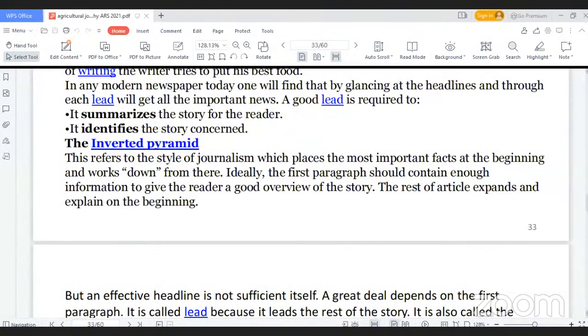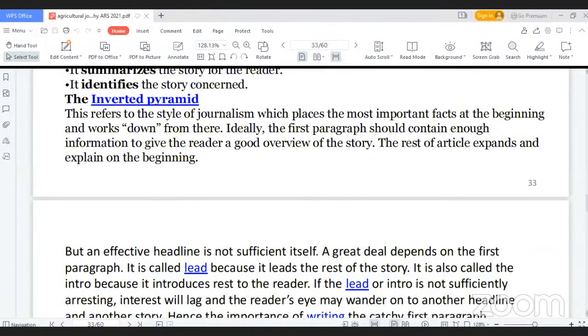Most of the news writings follow the inverted pyramid. That means the most important, very important one must be in the first paragraph. Then important ones in the subsequent paragraph, and very less important or subsequent details may be in the last paragraphs, just like a triangular shape, inverted pyramid.